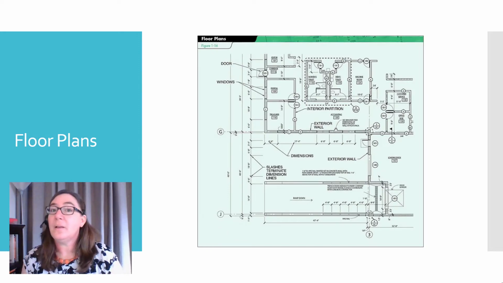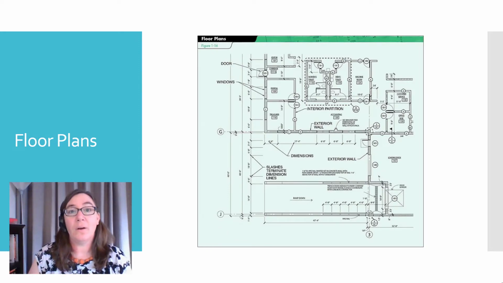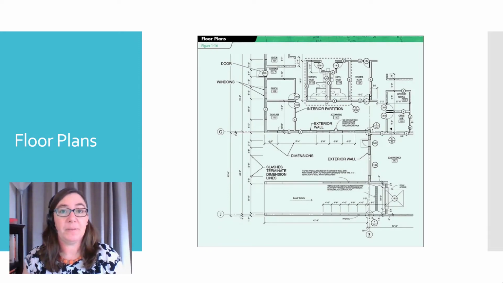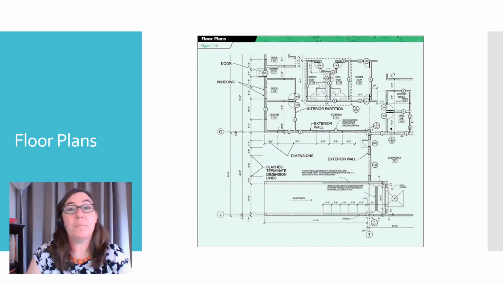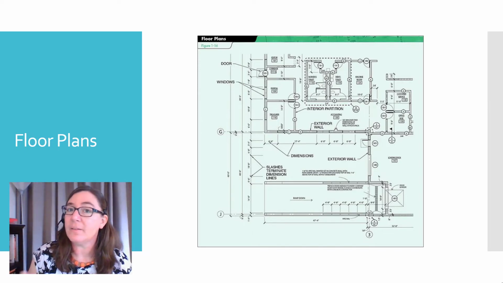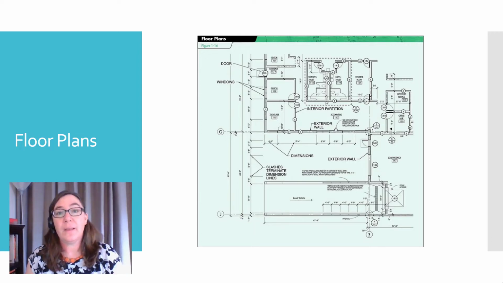So let's take a look at some of the standard architectural drawing types. All right, starting with the most common, you've probably heard this and seen it before, starting with floor plans. So here's the example of floor plans from your textbook.